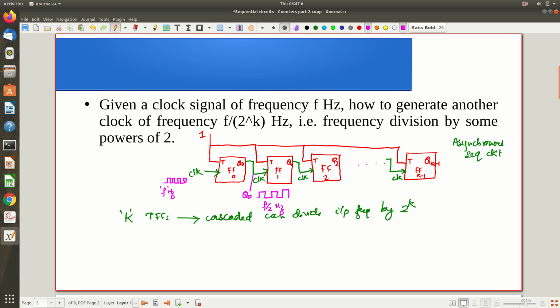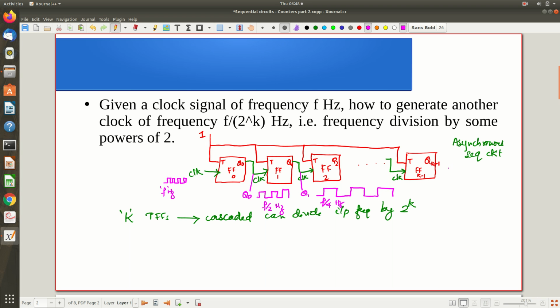Similarly, if you observe this Q1 output, the output of the second T flip-flop, it is a waveform which is further half of the input frequency. So for the second flip-flop, the input was like this, so I can say that this is of frequency f by 2 by 2, that is f by 4 hertz. So the input clock is nothing but the output of the previous one, that is, this one acts as the input to this FF1, and it is divided further. Like that, every flip-flop will divide the frequency by 2 by 2 by 2.